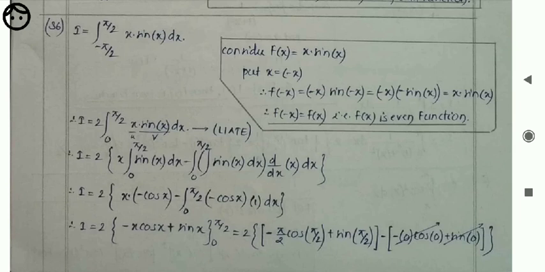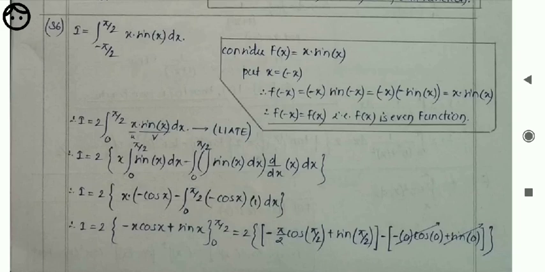First arrange using LIATE. L stands for logarithmic, I stands for inverse function, A arithmetic functions, T trigonometric functions, and E exponential functions. Now can I see an arithmetic function and a trigonometric function over there? x is arithmetic, sin x is trigonometric. So according to LIATE, A comes first, means x comes first, and then trigonometric, sin x comes after. Once I am done with the arrangement of LIATE, I choose the first function as u, second function as v. So u is x and v is sin x.